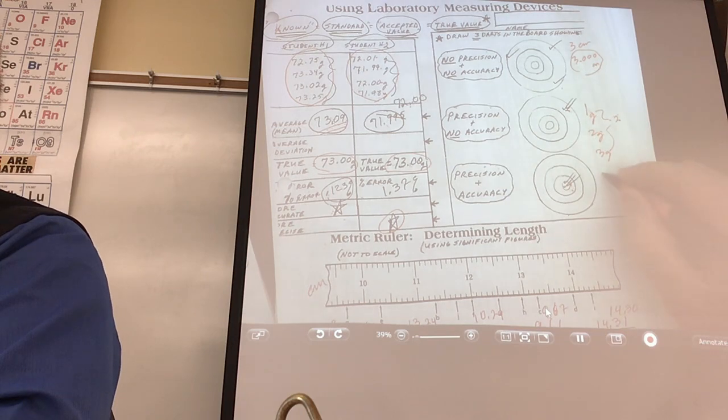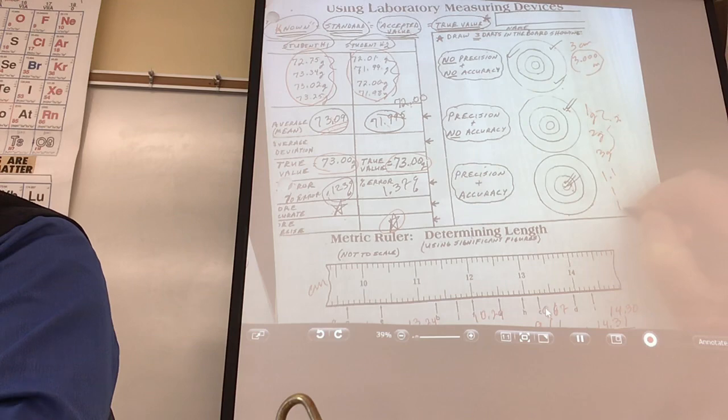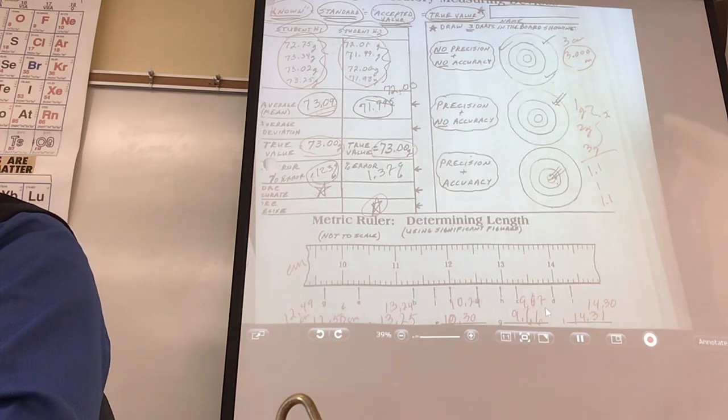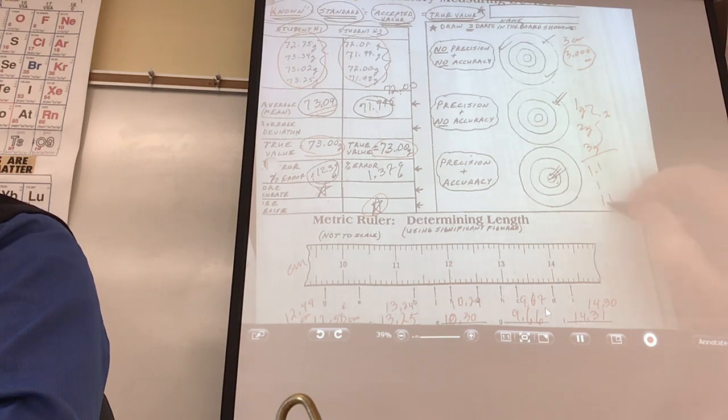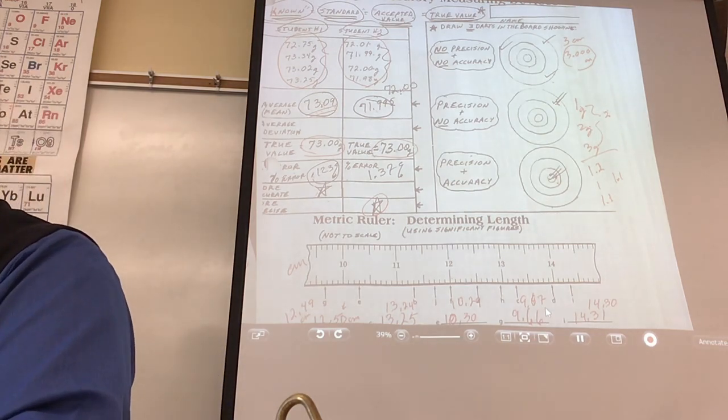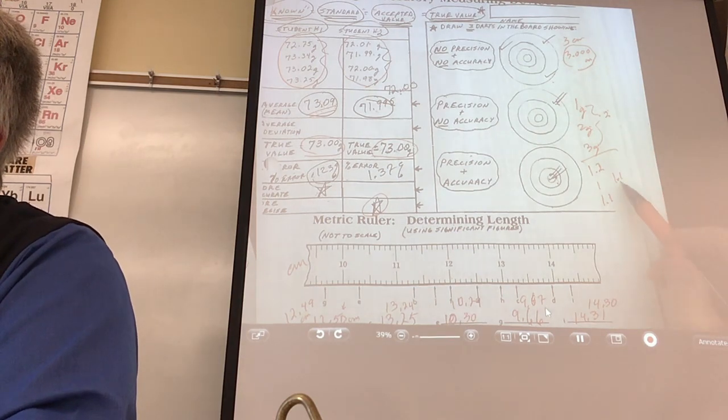What about another student who does this? What if a student gets 1.1, 1, 1.1? Which student was more precise? Anybody know? Let me put a 2 here. That'll make it easier. The average is 1.1, right? Which student has a more precise set of data? Number 2, right? Because look, how far away are you from your own average?